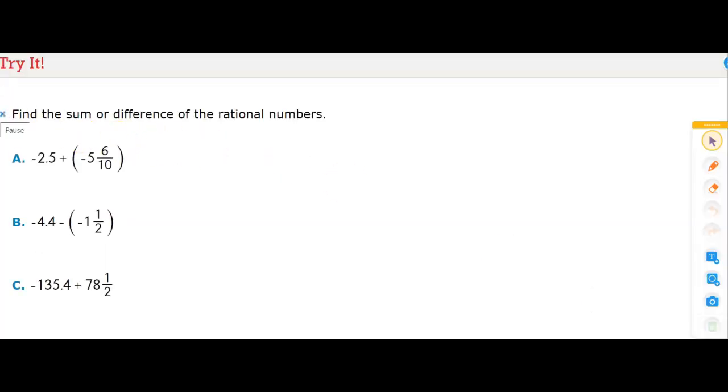Find the sum or difference of the rational numbers. So let's look at A, B, and C. There are 3 similar problems, but they have slight differences. We're going to do the first one together. Let's look at -2 and 5/10 plus -5 and 6/10.